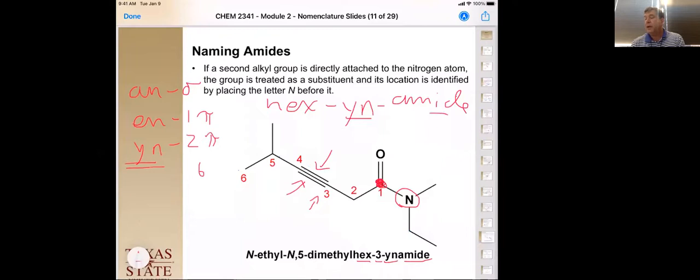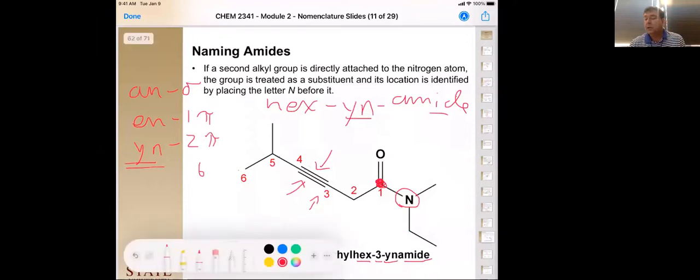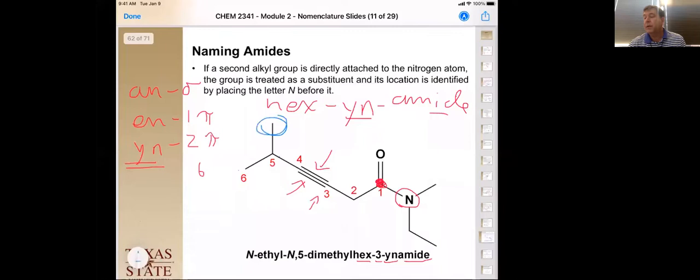Okay. So we have our 6 carbons, we have our triple bond, we have our amide, and we've located our triple bond. Now we can play with the alkyl substituents, okay? So the alkyl substituents are, we have a methyl group here and a methyl group here, okay? So we have 2 methyl groups, so we can say dimethyl, but we have to locate them. So we also have an ethyl group here, and it's located on the nitrogen, okay?